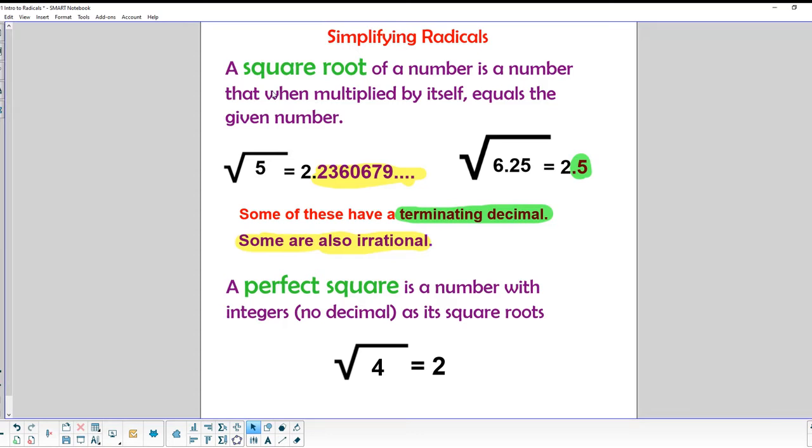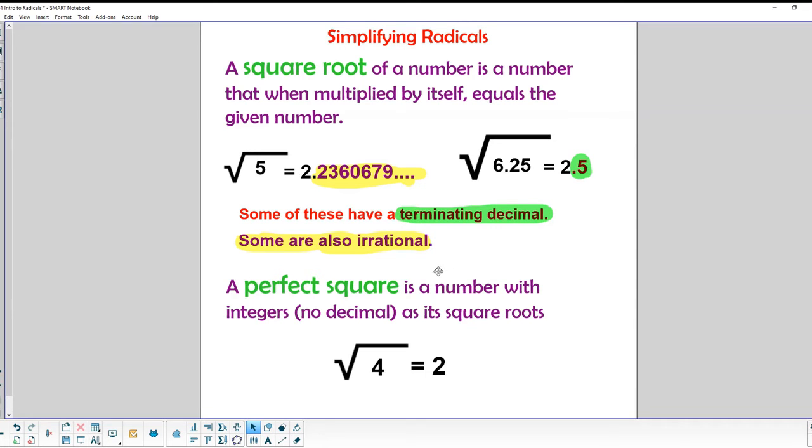All right, so a square root of a number is the number that when multiplied by itself equals that given number. So if on a calculator I find the square root of 5, it ends up being 2.236079..., which is an irrational number, a number that does not terminate or repeat. And on the other hand, in this next example, the square root of 6.25 equals 2.5. That is a decimal, but it happens to be a terminating decimal. So some of these square roots can either be irrational or they can be a terminating decimal.